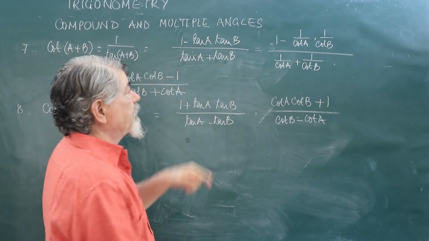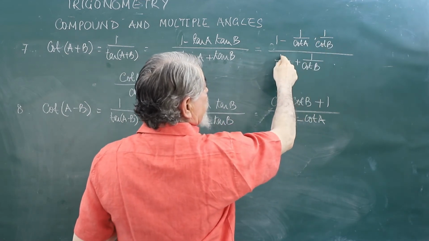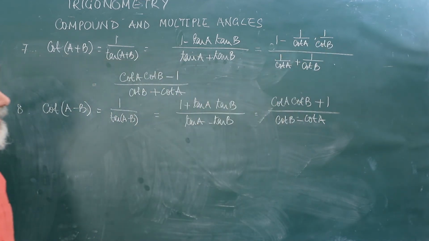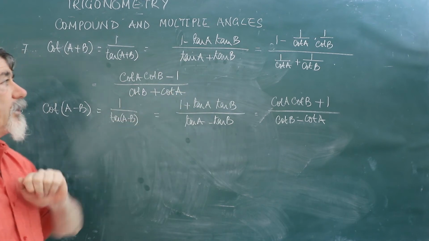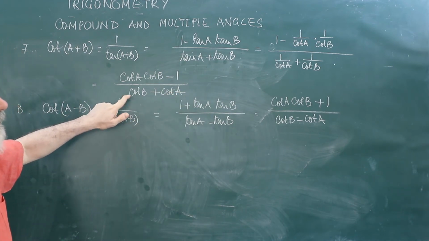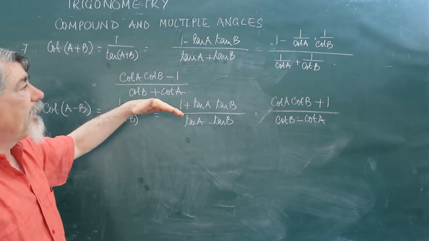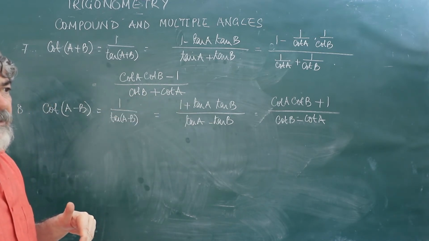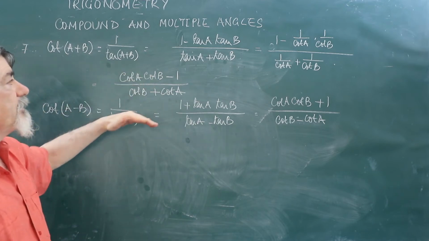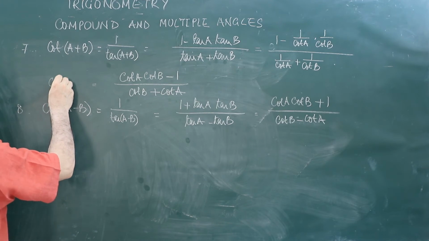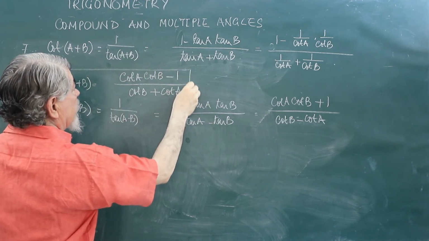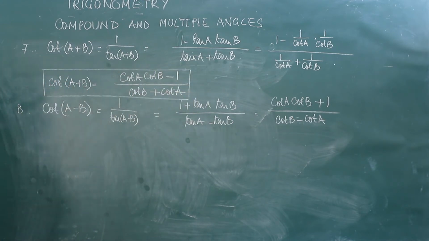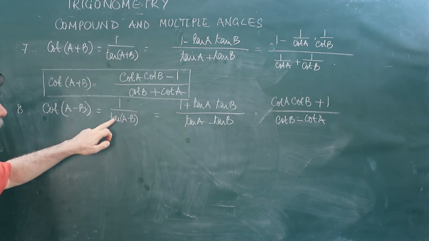Now tan A and tan B will be changed into 1 upon cot A and 1 upon cot B. We'll take the LCM cot A cot B in the numerator, so it becomes cot A cot B minus 1 upon cot A cot B. In the denominator I'll take the LCM cot A cot B and get cot B plus cot A upon cot A cot B. Both the denominators will cancel and you will get cot A plus B as cot A cot B minus 1 upon cot B plus cot A. Similarly, when I find cot A minus B, it is 1 upon tan A minus B.